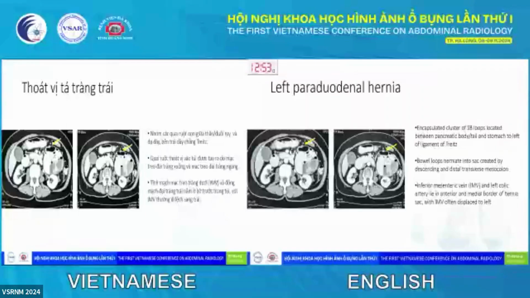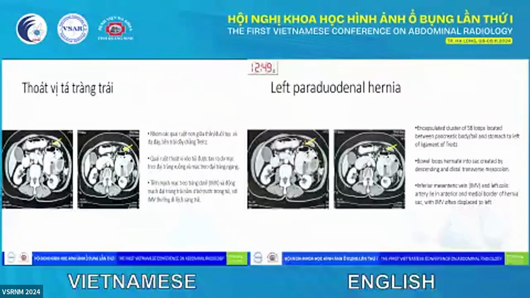So on imaging, this would appear as an encapsulated cluster of small bowel loops located between the pancreatic body and tail and the stomach, usually to the left of the ligament of Treitz. And the bowel loops in general herniate into a sac that's created due to a potential space between the descending as well as the distal transverse mesocolon. And like I said earlier, the IMV as well as the left colic vessels or artery lie anterior and medial to the border of the hernia sac.